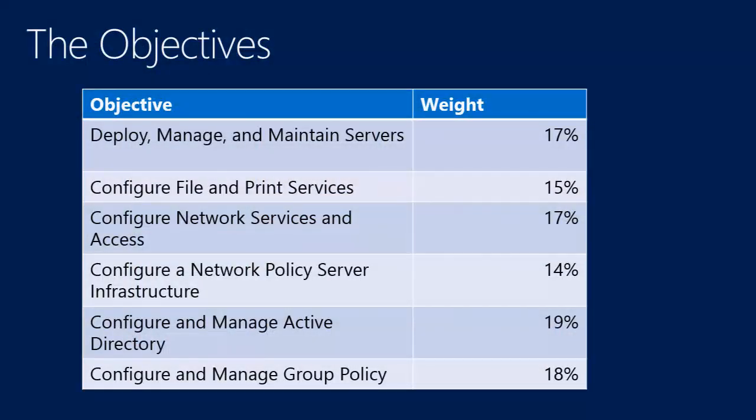So these are the core areas we're going to cover today. These are what they call the functional groups. Deploy, manage, and maintain servers. Configure file and print services. Configure network services and access. Network Policy Server, Active Directory, and then Group Policy.